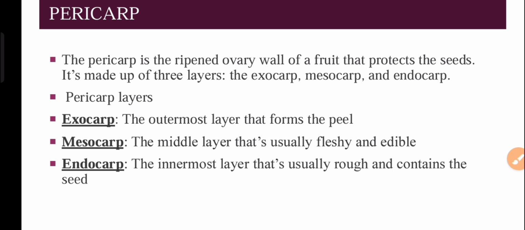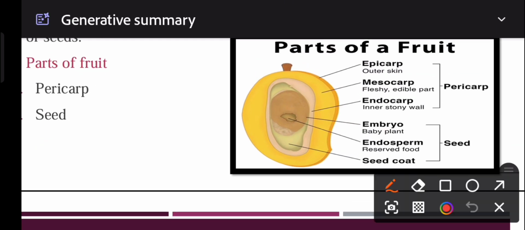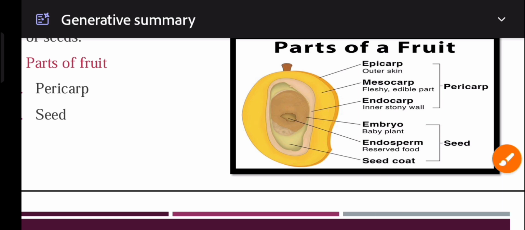The pericarp is the ripened ovary or ovary wall of a fruit that produces the seeds. It is made up of three layers: exocarp, mesocarp and endocarp. In this picture you can see this is the pericarp. It is the ripened ovary wall, which is made up of three main parts: epicarp, mesocarp, endocarp.